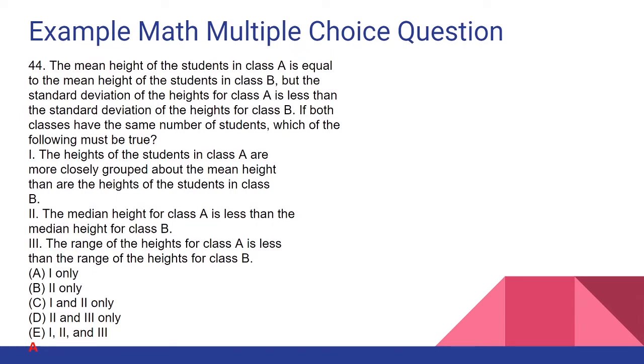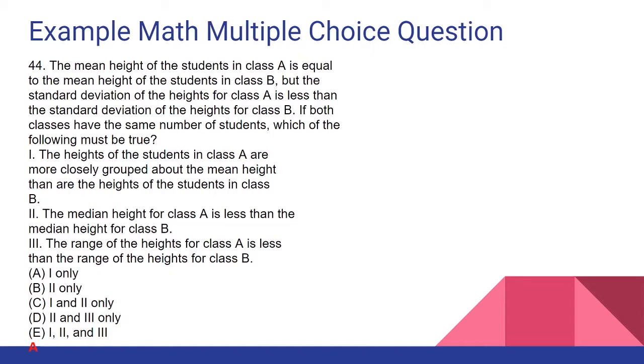So this is an example of a math multiple choice question. The mean height of the students in class A is equal to the mean height of students in class B, but the standard deviation of the class heights for class A is less than the standard deviation of the heights for class B. Both classes have the same number of students. Which of the following must be true? So you're gonna have I.